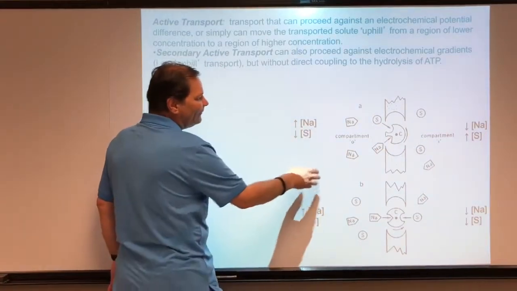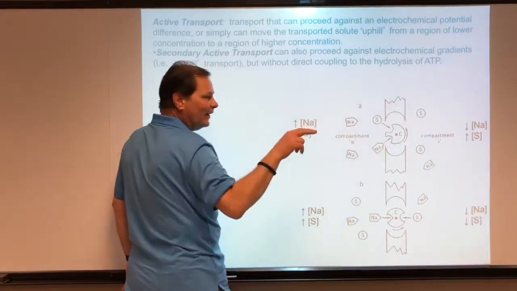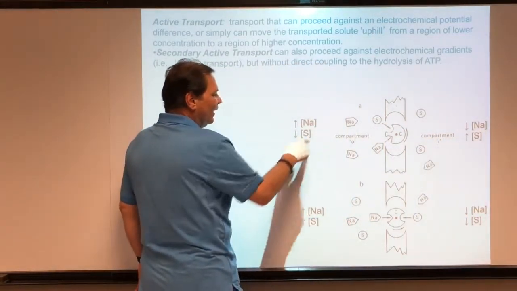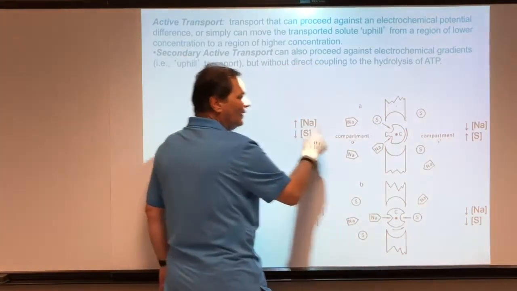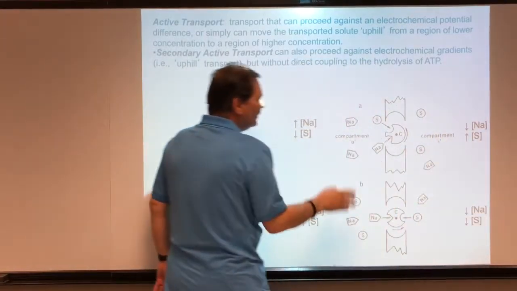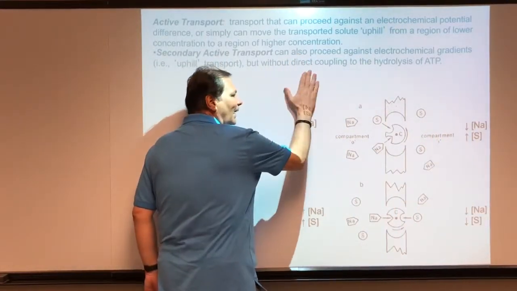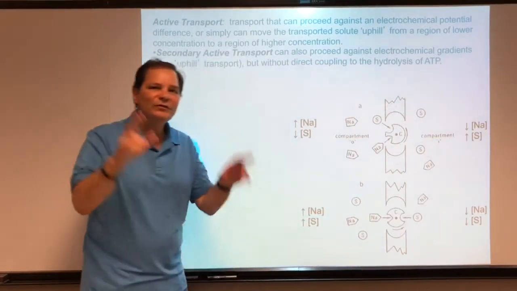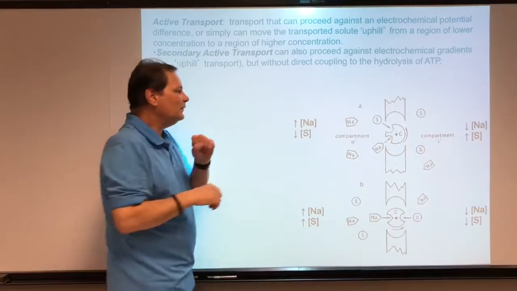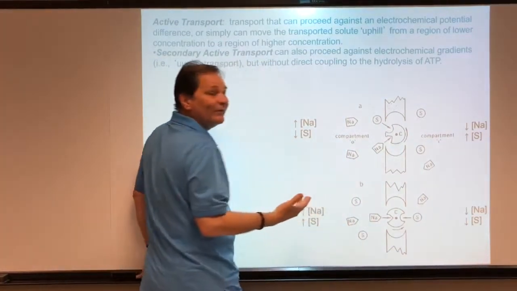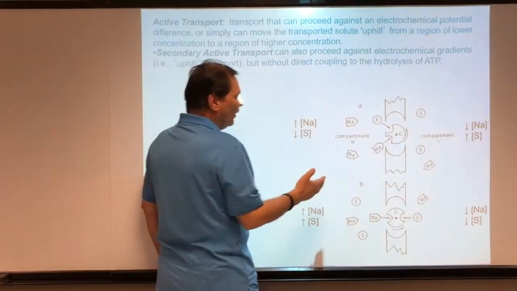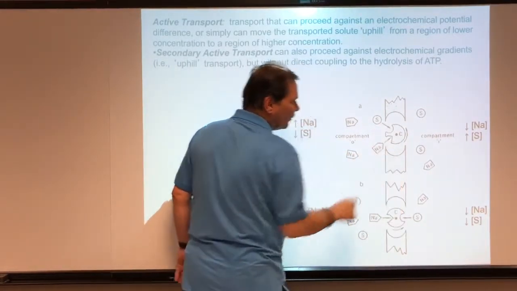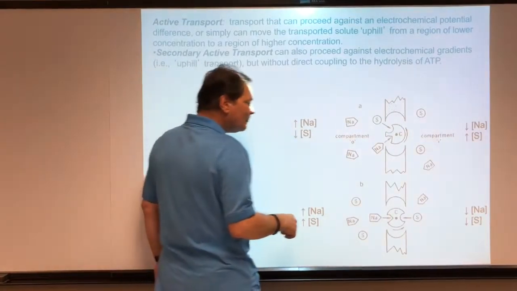So here I have compartment O outside the cell, and I have compartment I inside the cell. So I have high sodium outside, low sodium inside. So sodium wants to go from high concentration to low concentration. And we can use that want to move other substances against their gradient. So I have sodium, it wants to go through. Bam, bam, it wants to, and here's my transporter. It's like the bodyguard, right?